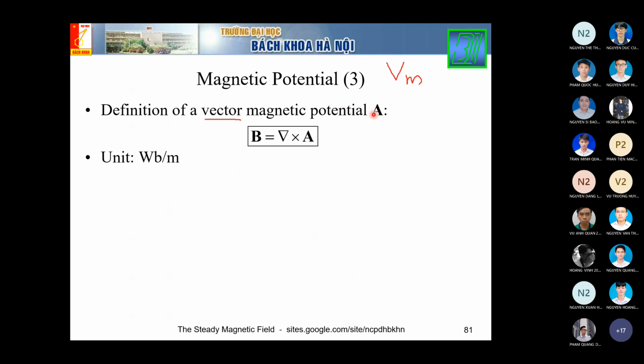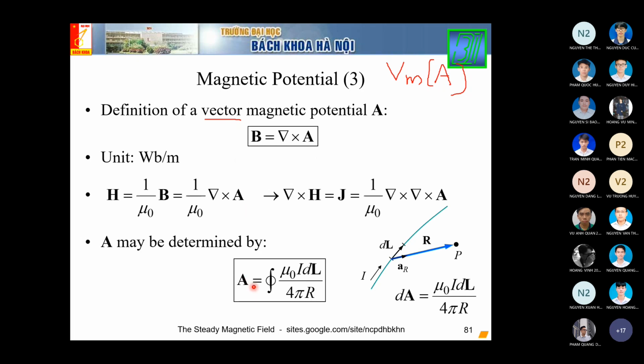This one is the definition of A. A is something from which, if we take the rotation, we have the magnetic flux density. The unit of A is Weber per meter. And let me remind you that the unit of Vm here is ampere. They share the same name, magnetic potential, but A and Vm are totally different.